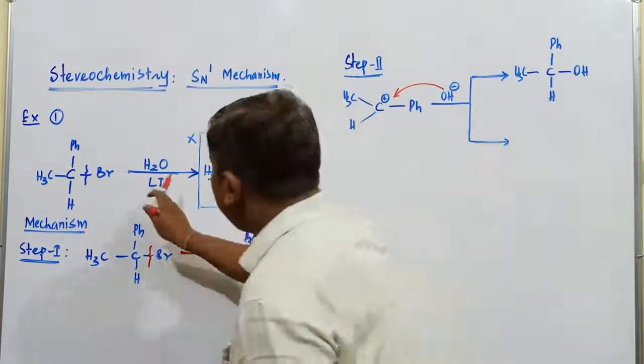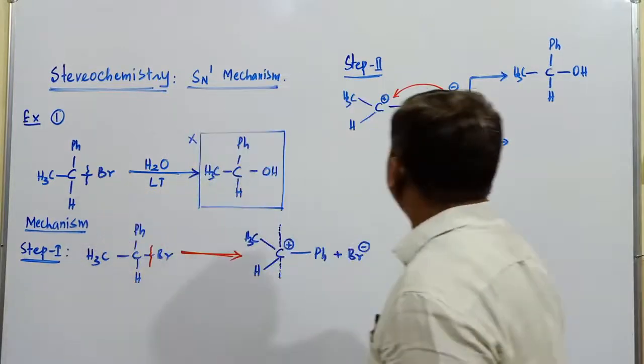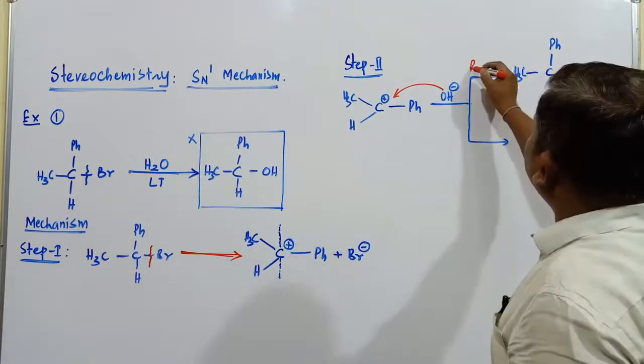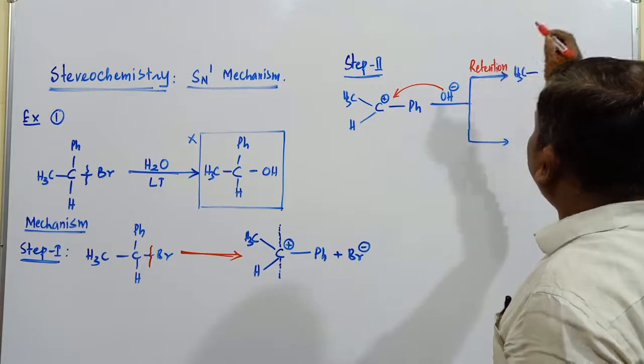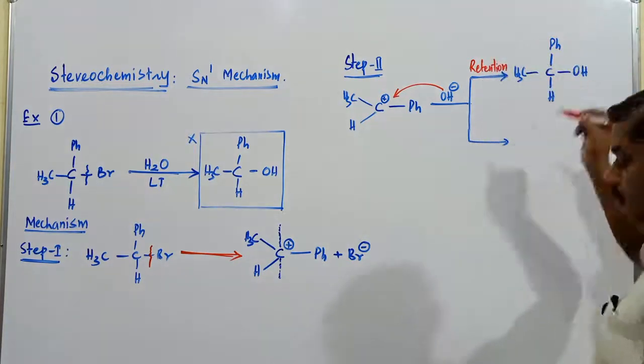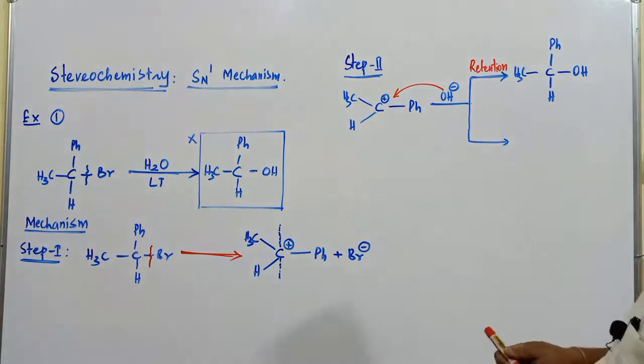This OH minus attacks from the similar side of the corresponding bromine atom. Whenever there is an attack of a nucleophile from the same side, that particular configuration is known as retention of configuration. Now this product is going to be the retention product of this particular molecule or carbocation.